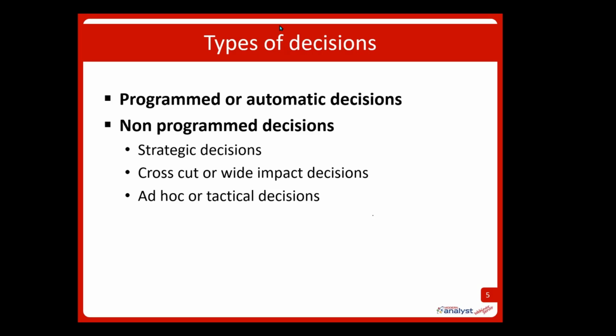Now, the second area is the crosscut, or wide impact decisions. This terminology comes from McKinsey. These are ones that are not focused on one area, but across different departments, different agencies, different areas of the organization. So if you make a decision, there'll be a wider impact.